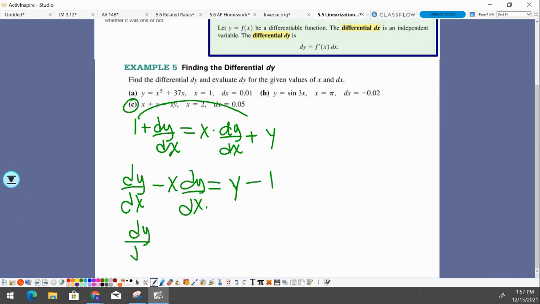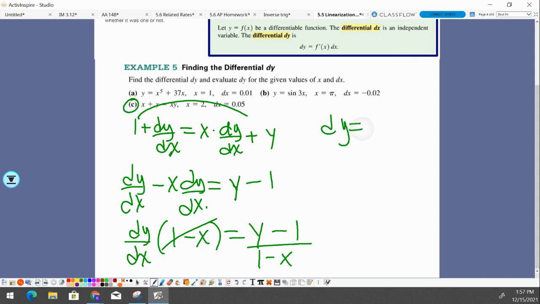So factor out dy/dx, then you get 1 minus x equals y minus 1. And I'm going to just divide by 1 minus x. So then my dy equals the quantity y minus 1 all over 1 minus x times dx.